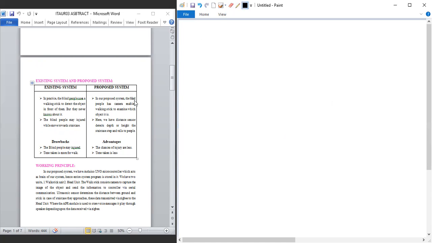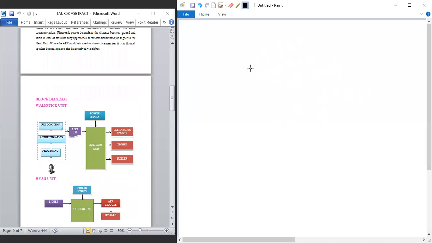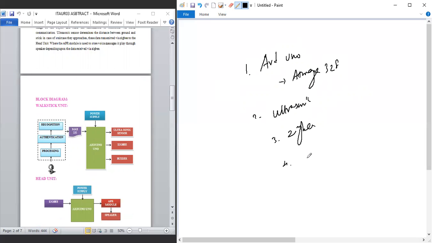Next is the block diagram. The components we are using are: first, the Arduino Uno, which is the board name, and the IC is ATmega328. Second, the ultrasonic sensor. Third, Zigbee. Fourth, MAX232 for UART communication. And fifth, we are using a camera, an APR module, which is an audio playback recorder module, and a speaker.